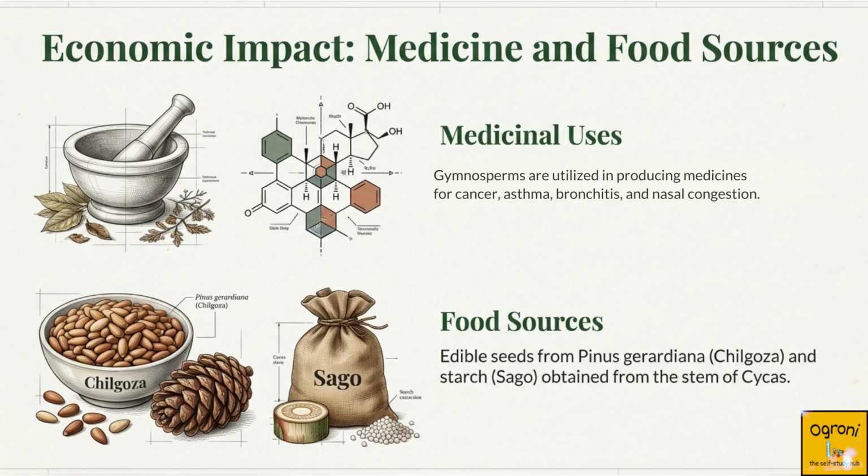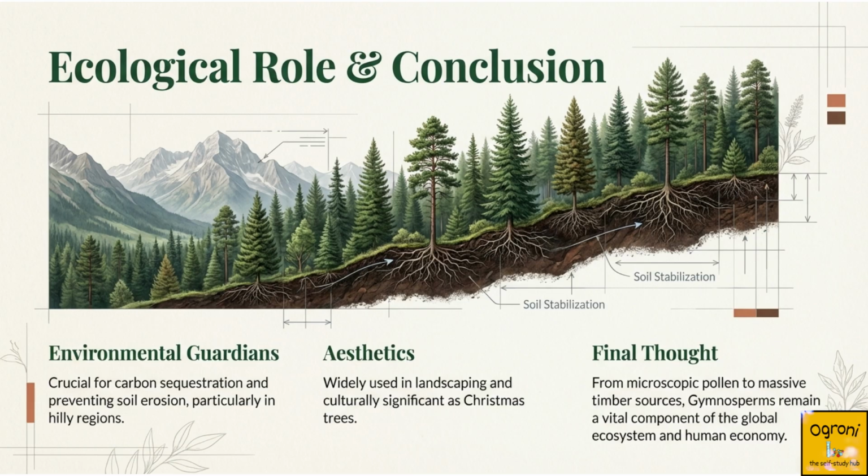Gymnosperms are also used in the production of medicines for cancer, asthma, bronchitis and nasal congestion. Seeds of certain pines are edible and starch from stems of Cycas is used as sago. Gymnosperms are also important for carbon sequestration and prevention of soil erosion, especially in hilly areas. And we all know that gymnosperms are famously known as Christmas trees.